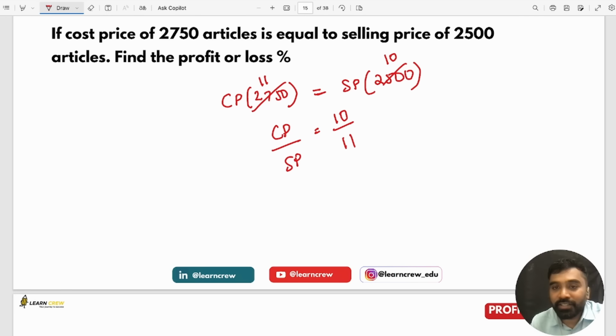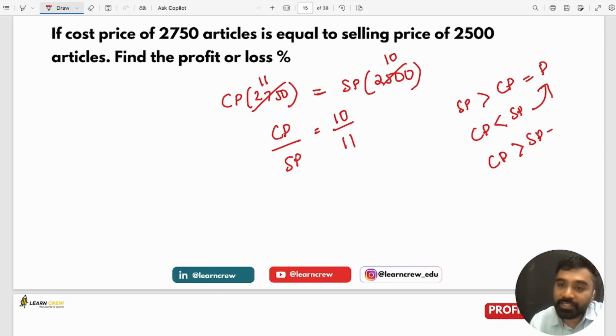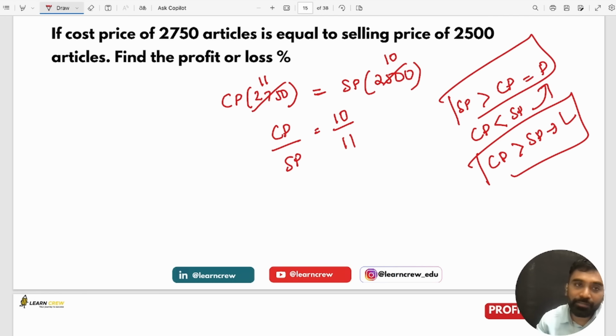Now, what did you learn? Whenever selling price is greater than cost price, what was it called? It was called profit, sir. Whenever cost price was lesser than selling price, it was profit. If cost price was greater than selling price, then it was called a loss. This was what we learned. Now observe this question.